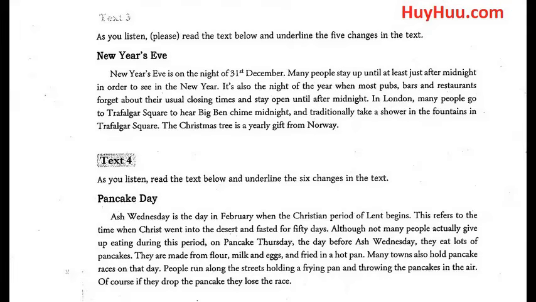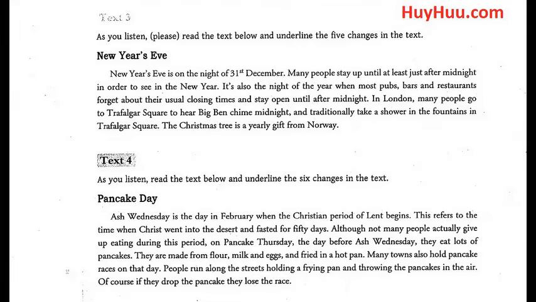New Year's Eve is on the night of the 31st of December. Most people stay up until at least after midnight in order to see in the new year. It's also the night of the year when most pubs and restaurants forget about their usual closing times and stay open until after midnight. In London, thousands of people go to Trafalgar Square to hear Big Ben chime midnight and traditionally take a shower in the fountains in Trafalgar Square. The Christmas tree is an annual gift from Norway.